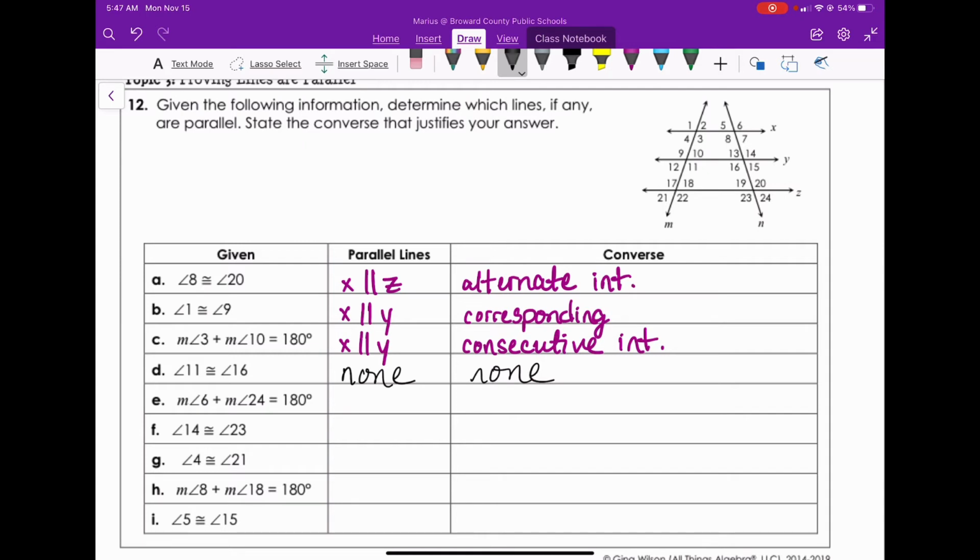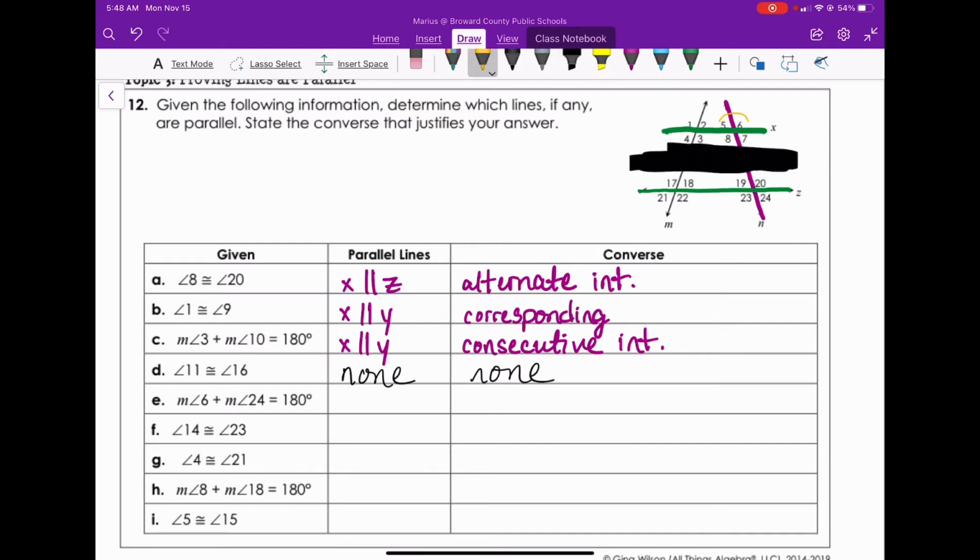All right. Angle 6 and angle 24. They're both on line N, which makes line N the transversal. Angle 6 is on line X. Angle 24 is on line Z. So we're not going to worry about line Y.